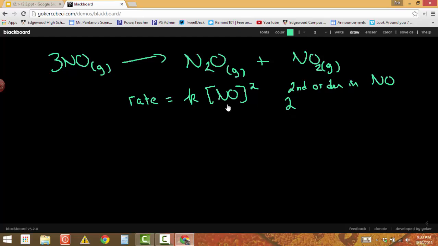The other thing we can tell, if this is the entire rate law, is that this reaction is second order overall. And the way you determine the overall order of a reaction is by adding up the exponents in your rate law. Okay? Let's take a look at another one.